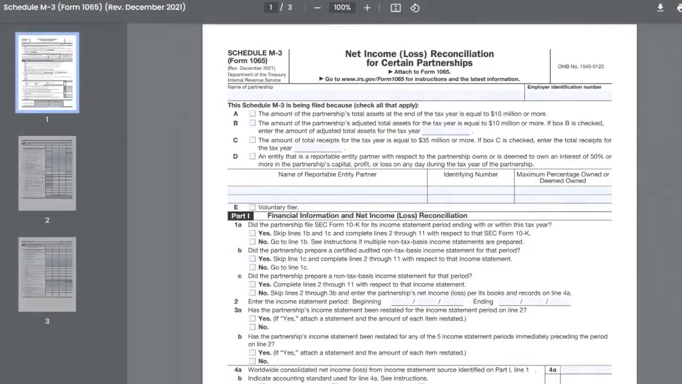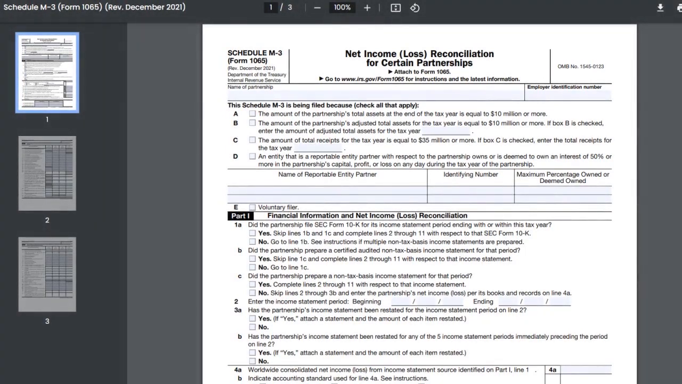Next, I want to show you the net income loss reconciliation for certain partnerships. That's actually the Schedule M3. So if you remember earlier, I was just telling you that we are not required to file Schedule M3, but I still wanted to show you anyway, so you have a clear idea what the Schedule M3 looks like.